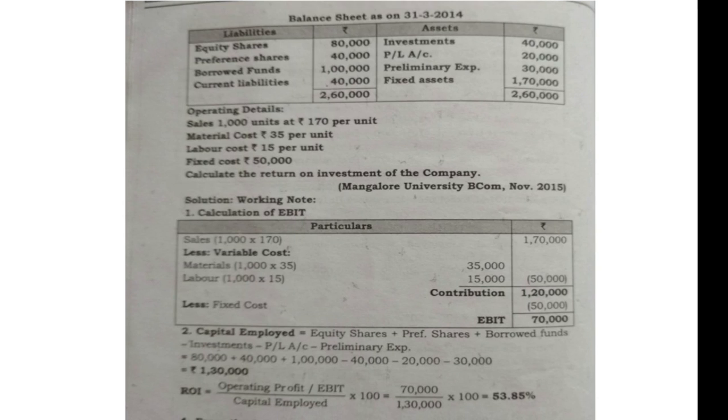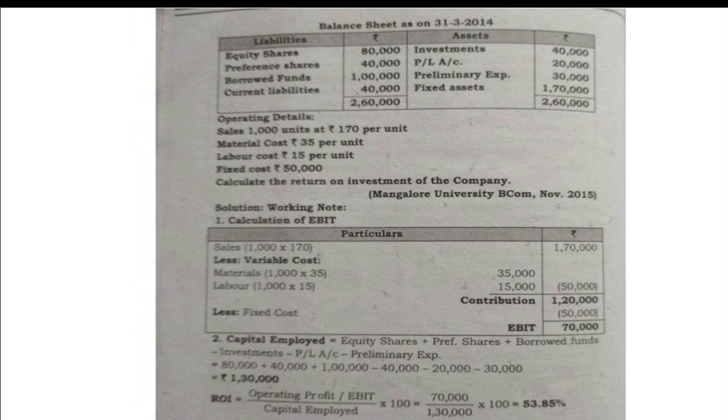In this we have got liabilities: equity shares of rupees 80,000, preference shares of rupees 40,000, borrowed funds 1 lakh. Here borrowed funds is the loans, borrowing from various finance companies or banks. They have not given any secured or unsecured loans like in the last question. They have just given borrowed funds.